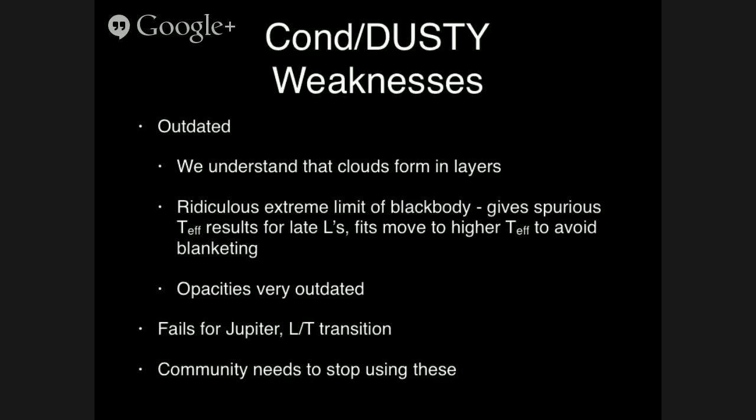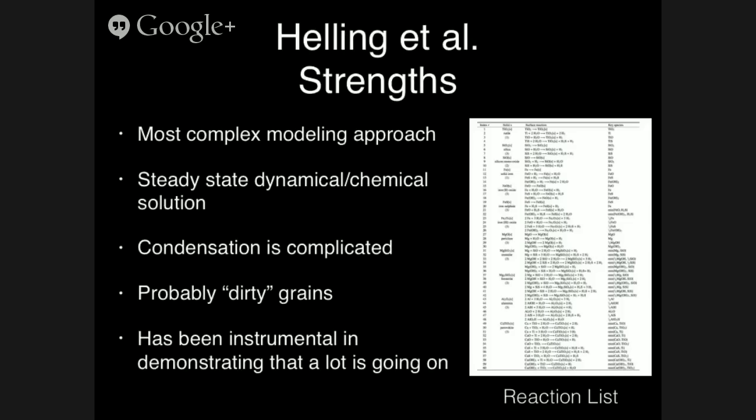And I think we need to move on from these. And certainly, Jupiter is not explained by a dusty model. It's not in chemical equilibrium all the way through the atmosphere. There's cloud layers. So at some point, it has to fail. And we don't really know where that is. And I think we just need to move on from these.